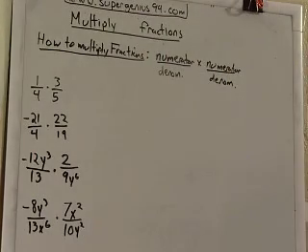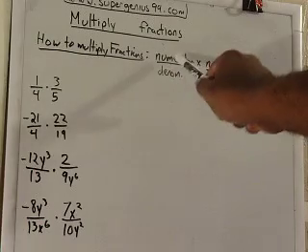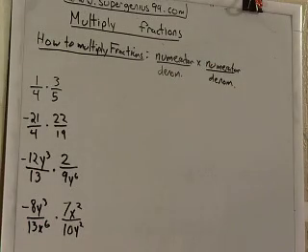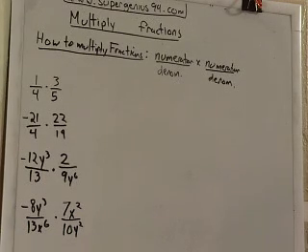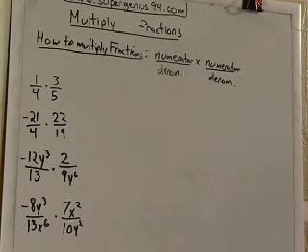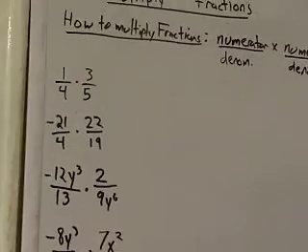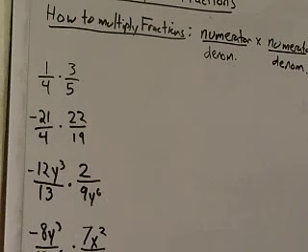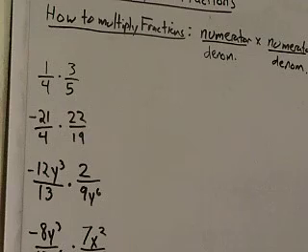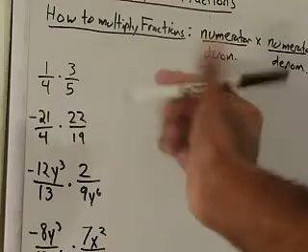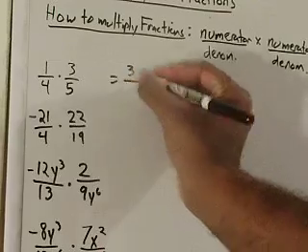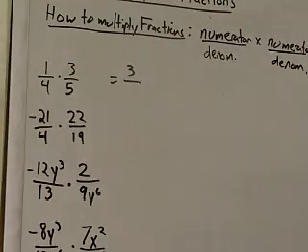Multiplying fractions. Yay! Okay, so how do you multiply fractions? Numerator times numerator, denominator times denominator. Okay, so let's take a simple example. Let's take this first one here. So we got 1/4 times 3/5. Okay. So how are we going to take care of that? Well, just like we said, numerator times numerator, denominator times denominator. So 1 times 3 is 3, and 4 times 5 is 20.